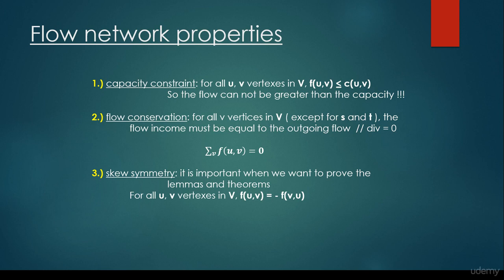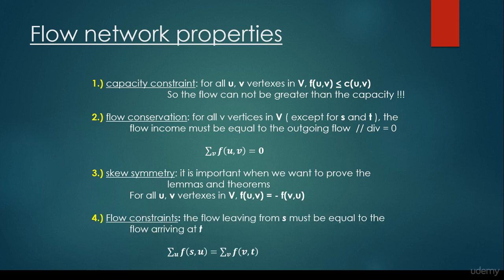Okay, what about the skew symmetry? It is important when we want to prove the lemmas and the theorems, for example, the maximum flow minimum cut theorem and so on. So basically it states that for all the u, v vertices in the V vertices set, the flow f(u,v) is equal to minus f(v,u). So basically if there's an edge pointing from u to v, then the flow assigned to this given edge is equal to minus f(v,u). It means that there's an edge pointing from v to u. We can assign the same flow, but we have to multiply it with -1.